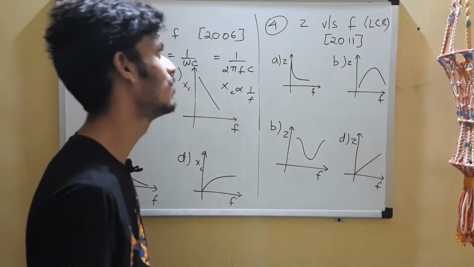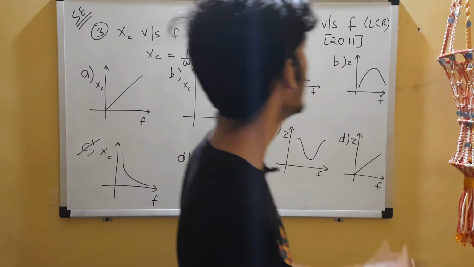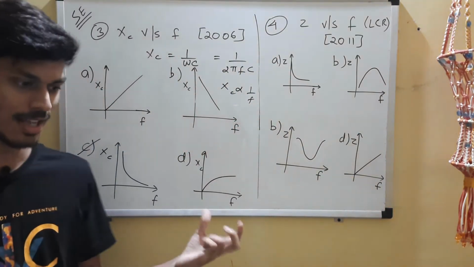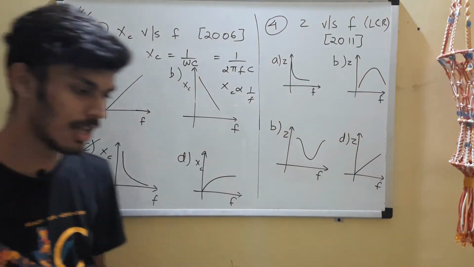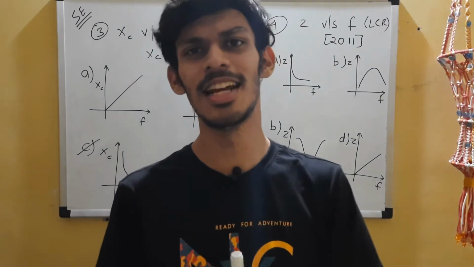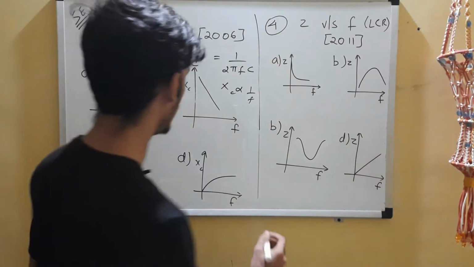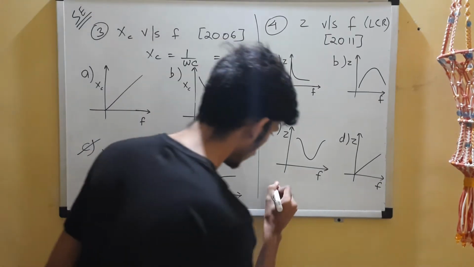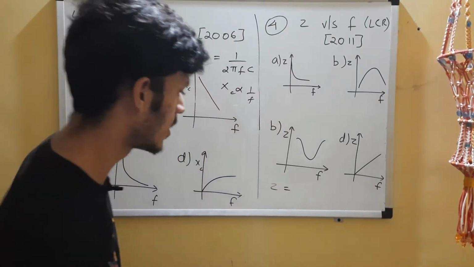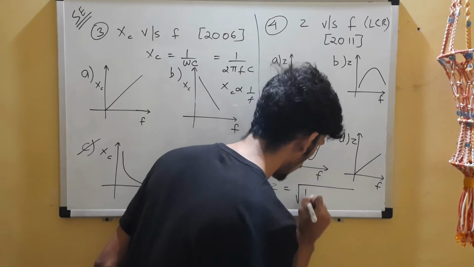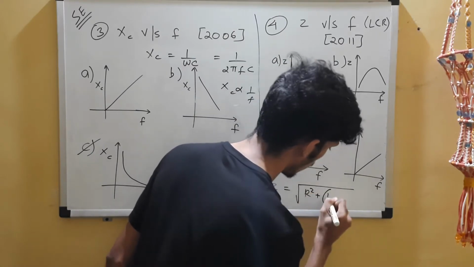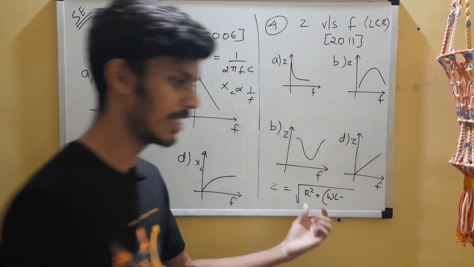Now let's come to question 4. Here you are supposed to find the correct plot of Z versus F in an LCR circuit. Z is impedance. Again let's do the same job and find the equation between the two. Z we can write as under root of R square plus omega L or XC minus XL, right?